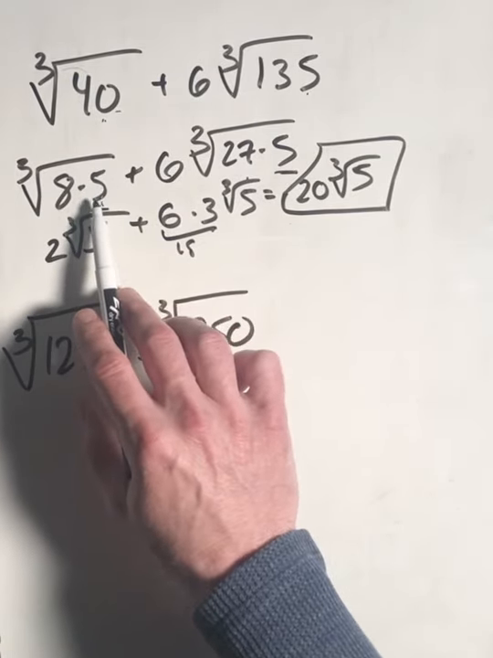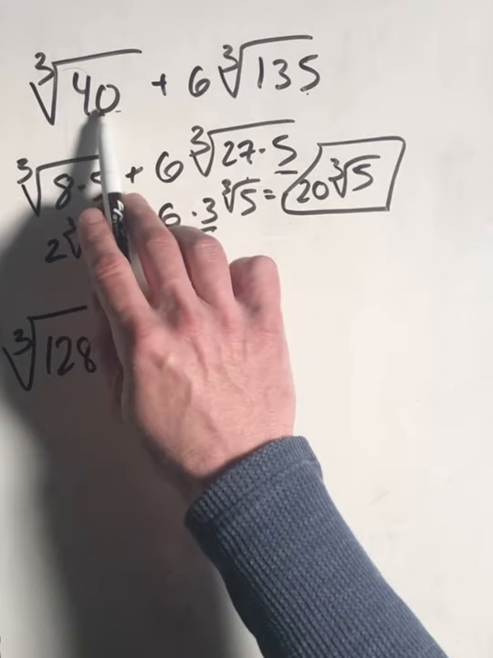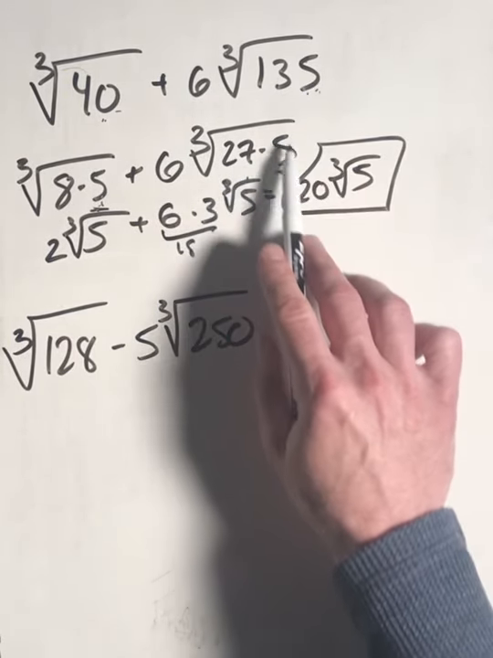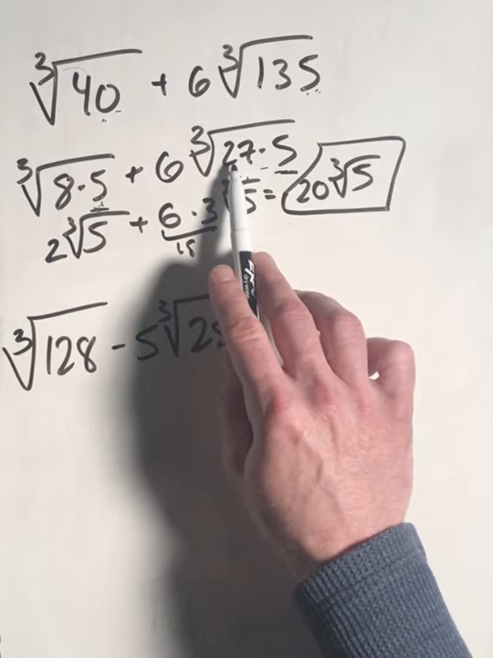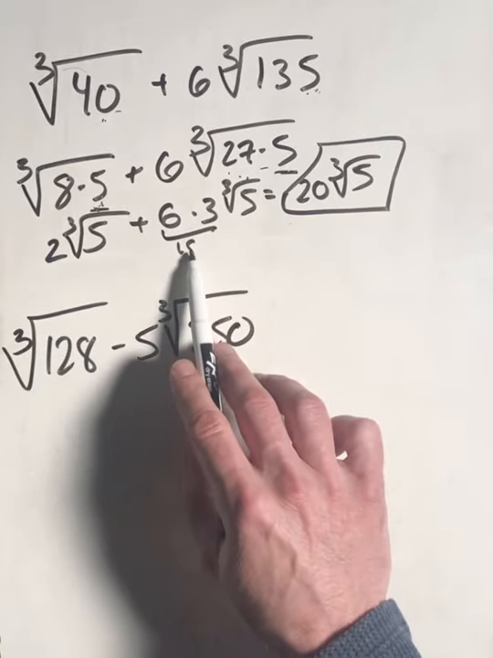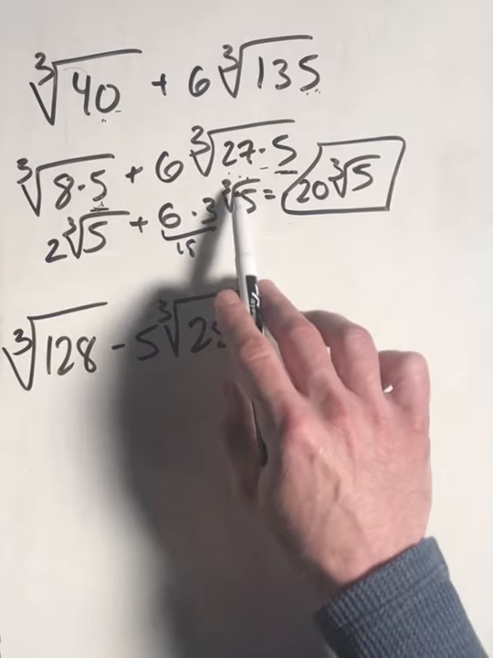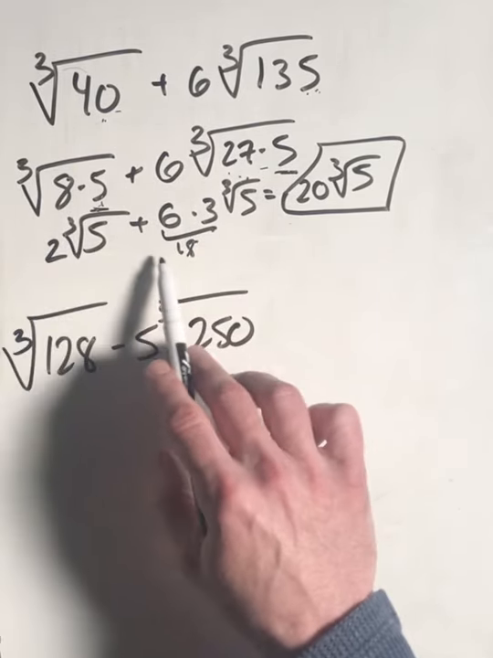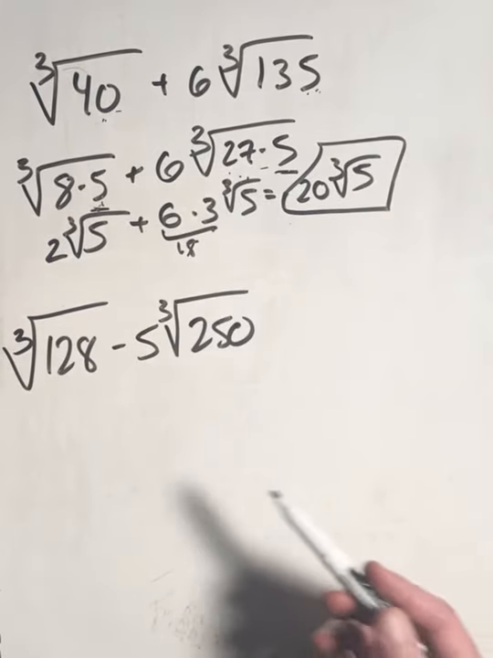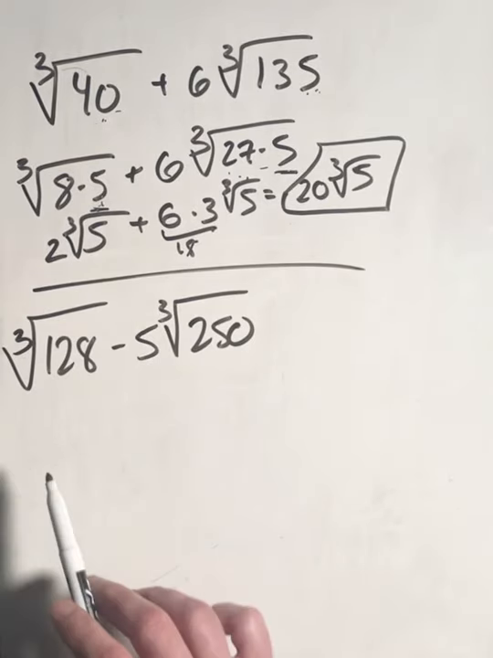Then over here, I used the fact that 8 and 5 were my factors here to see if I could find something divisible by 5 in here to reveal another perfect cube, which it did. The cube root of 27 is 3, so 3 times 6 is 18, times the cube root of 5. 2 plus 18 is 20, so 20 times the cube root of 5.